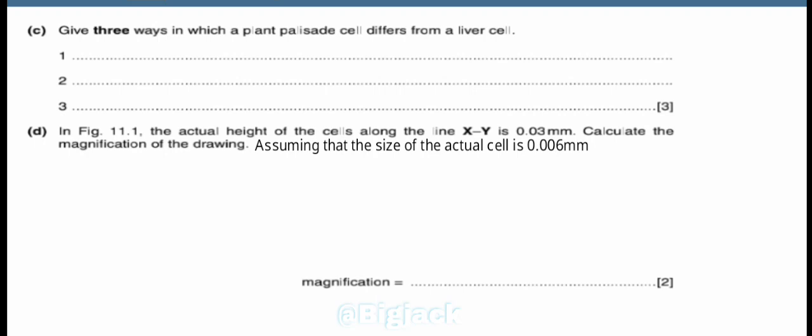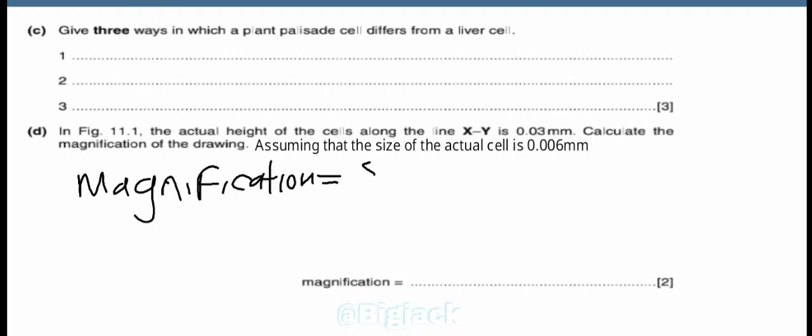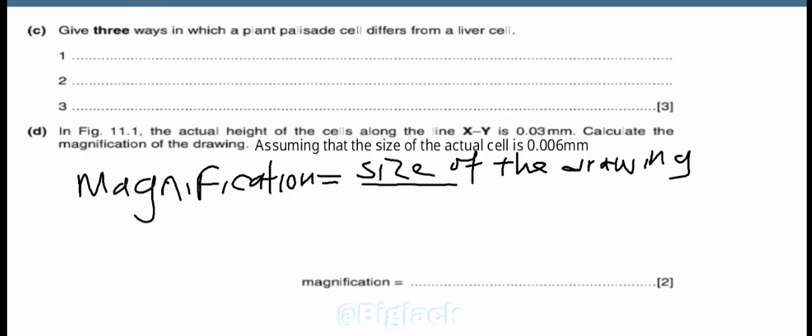So I'm going to say magnification is going to be equal to the size of the drawing, divided by the actual size of the cell.